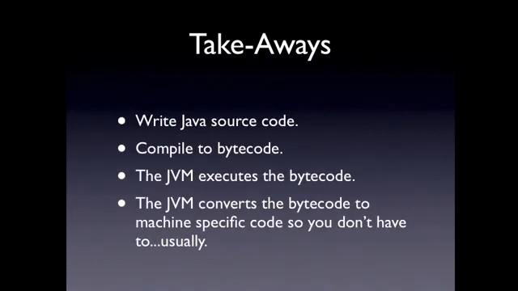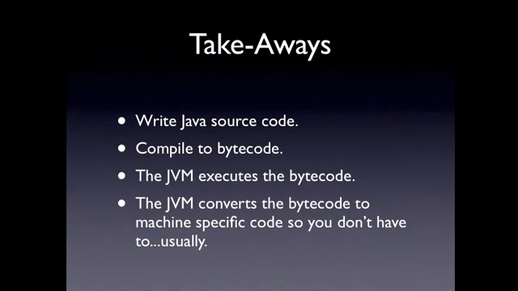Very cool, right? A couple other things in terms of writing our programs to go over this process. We write Java source code. We click the plus button in JGrasp to compile it to bytecode. We then execute the bytecode, which is passed to the Java virtual machine to be executed. The Java virtual machine then converts the bytecode to machine-specific code so you don't have to.